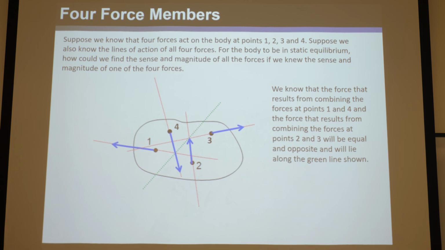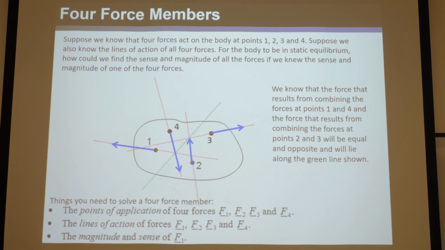Let me tell you what you need to know, and then I'm going to retell you some things that might be useful if this is confusing you. First of all, if you have a 4-force member, you need to know that there's 4 forces acting on it. You need to know the points of application. I need to give you where the forces are acting, the lines of action of all of them, all the red lines, and the magnitude and sense of one of them. If I give you that, using all the past logic I taught you with the other ones, you can deduce the magnitude and direction of all the others.